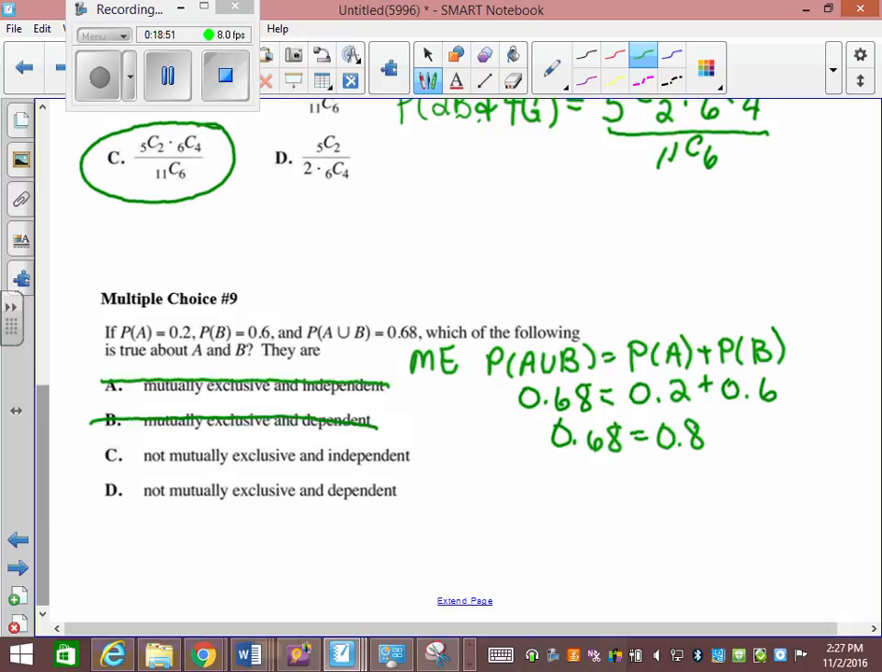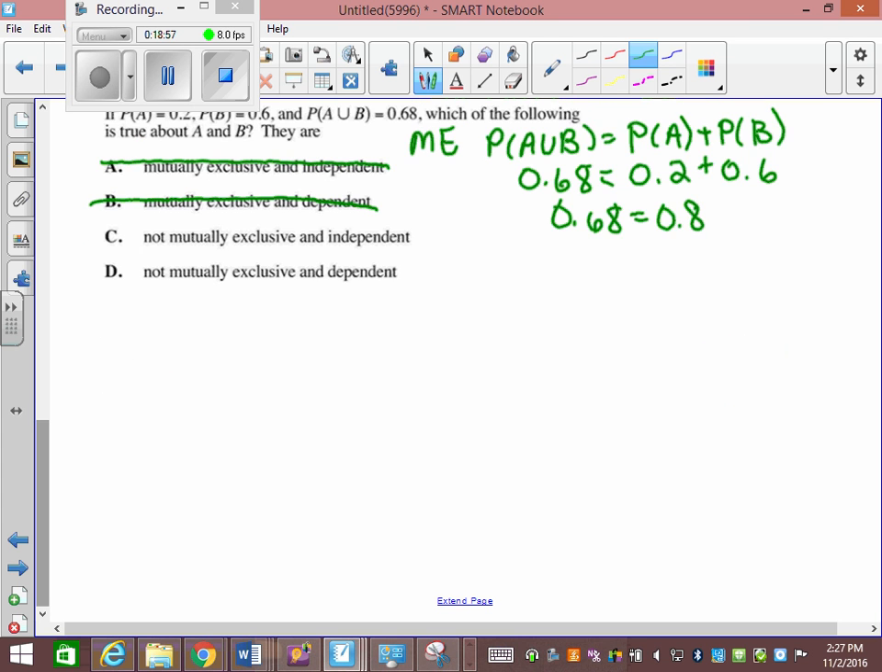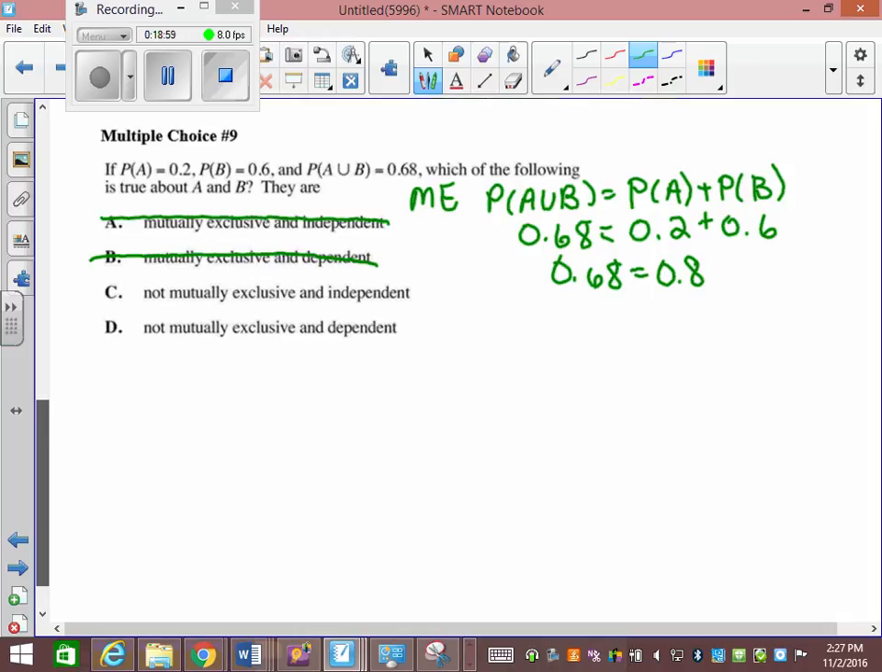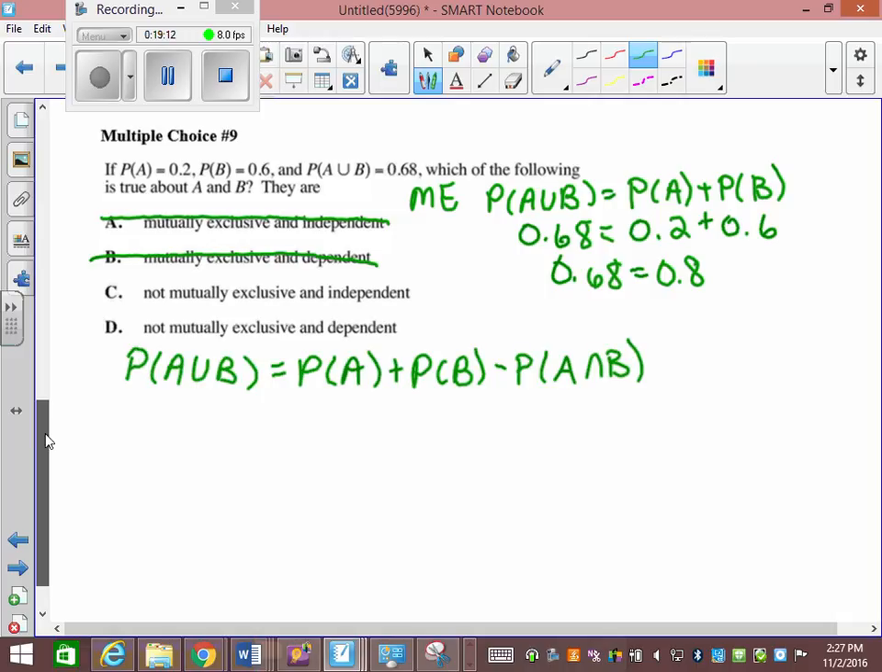So I'm down to 50-50. The only thing I know is the not mutually exclusive formula I can use because I know it's not mutually exclusive. So not mutually exclusive formula is the probability of A or B equals the probability of A plus the probability of B minus the probability of A and B. And then fill in what I do know. I know the probability of A or B is 0.68. I know the probability of A is 0.2. I know the probability of B is 0.6. I have no idea what this is. So now I can solve for that though.